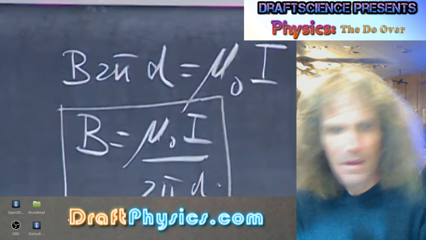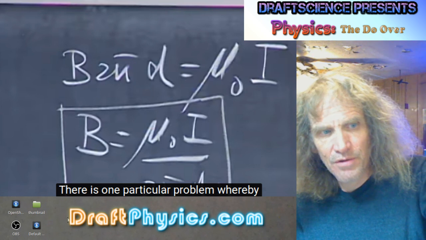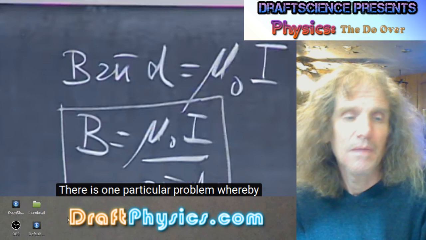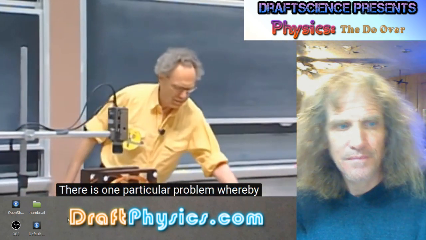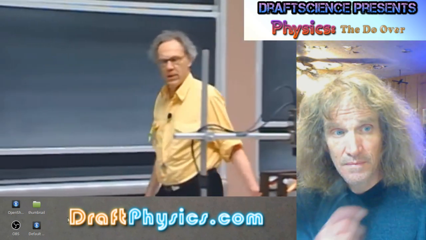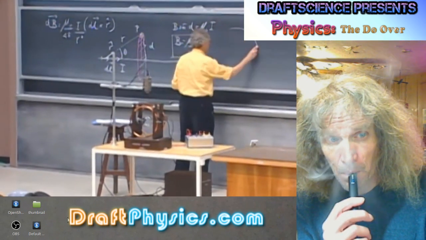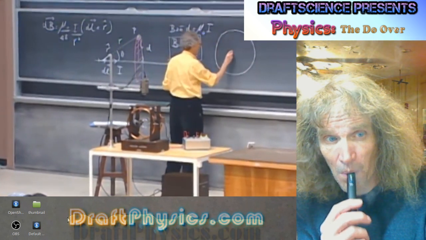There is one particular problem. You could get rid of the mu 0 and the 2 pi probably, because they're probably related numbers, but whatever. Whereby Ampere's law will fail. Of course, Ampere's law in general works when we have cylindrical symmetry. This is cylindrical symmetry. There's one problem where Ampere's law bitterly fails and where Biot-Savart is highly superior.